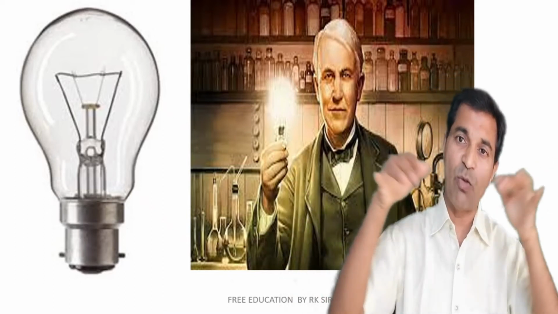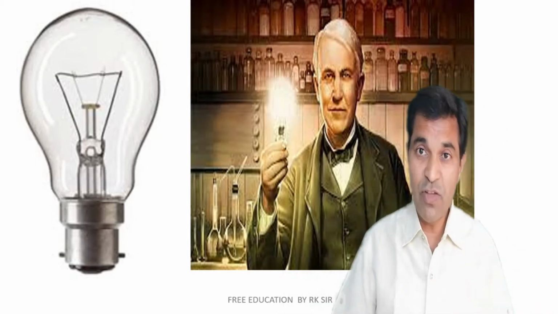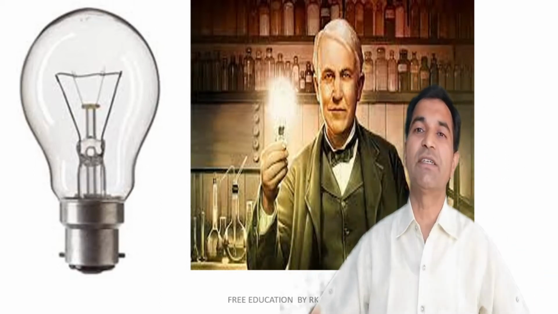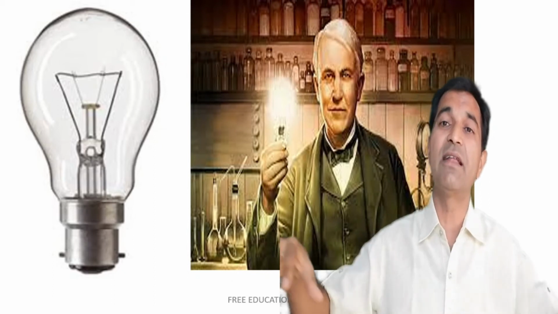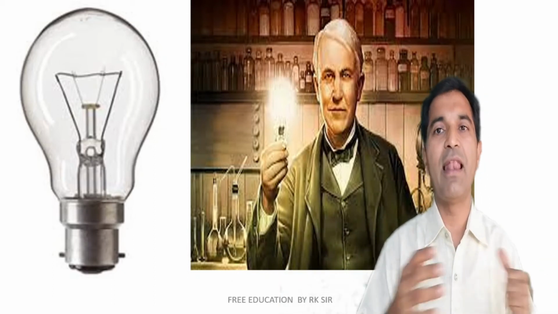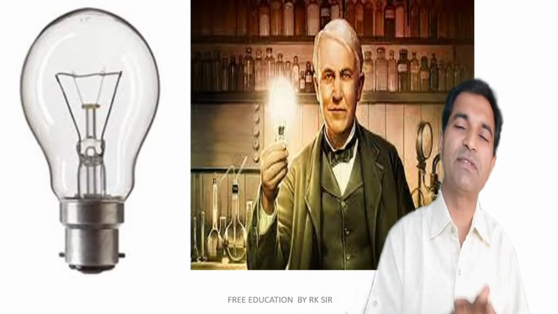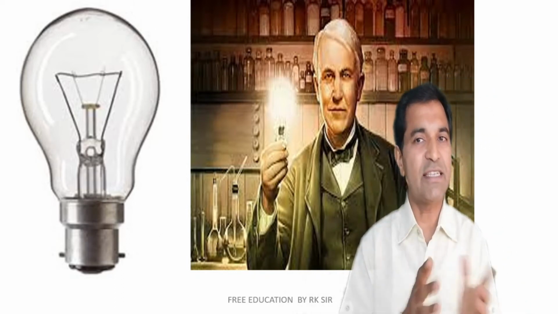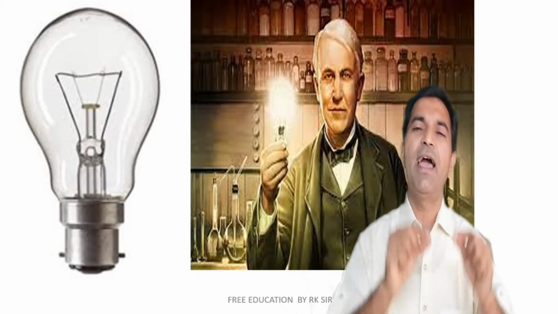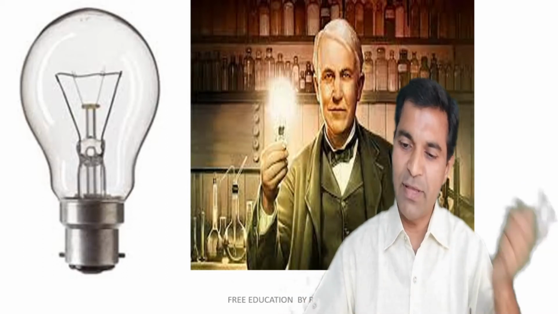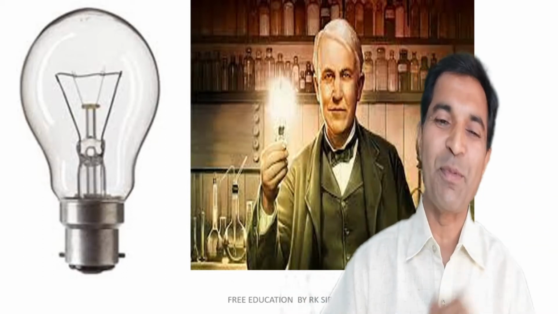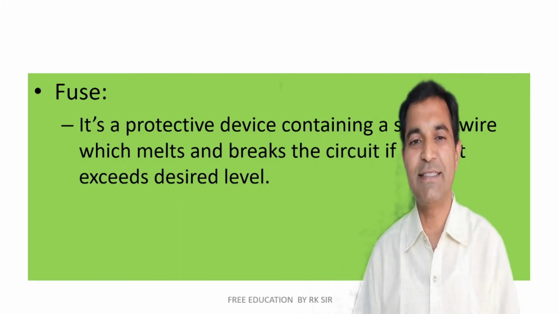For example, when you're burning wood, it will burn away, it will give very much heat, and at the same time it gives little light energy also. Same thing was happening in this case also. So the electric bulb gives heat and a little amount of light, and we are using that light as our main product. Now next is that of the fuse.